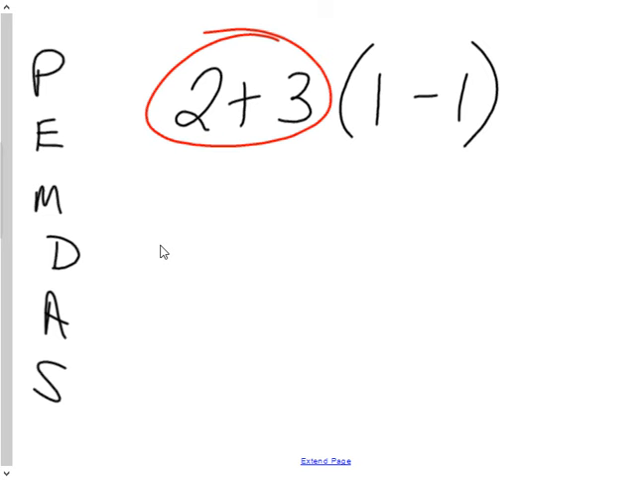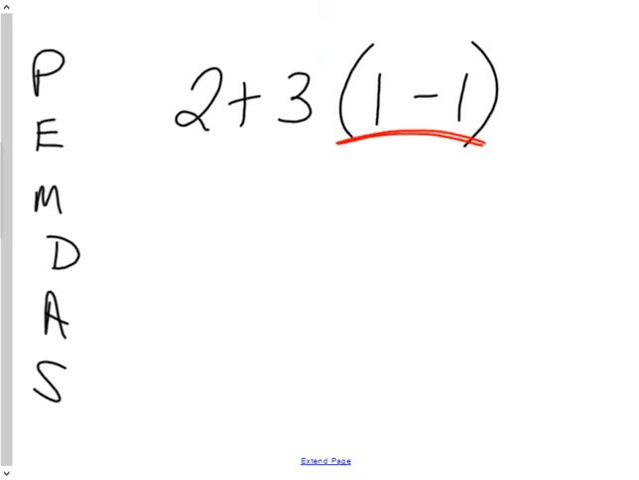Because you have to do the parentheses first. So do you see what's in the parentheses? What's that make? 0. 1 minus 1 is 0. So I cross this off. This is a time when you can be messy. So go ahead and write this problem down. 2 plus 3 parentheses 1 minus 1. Let's copy the problem down. And then cross this off and make it a 0.